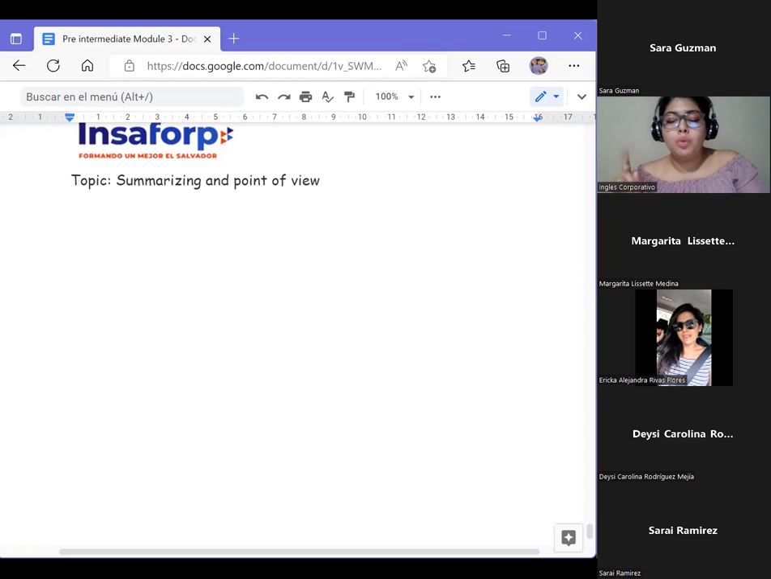La primera pregunta, what is summarizing? Vamos a contestar qué es ese proceso de hacer resúmenes o de resumir. What is summarizing?